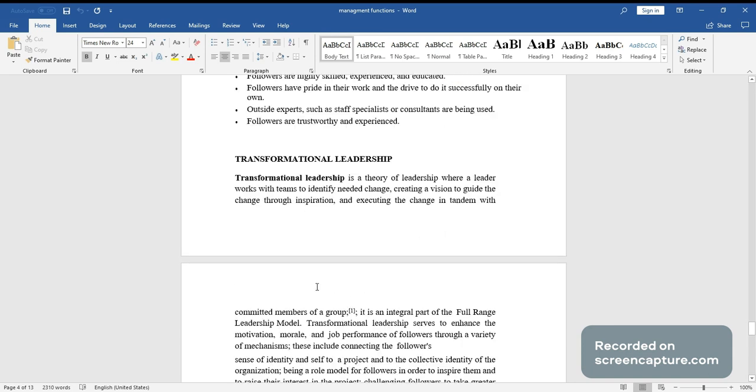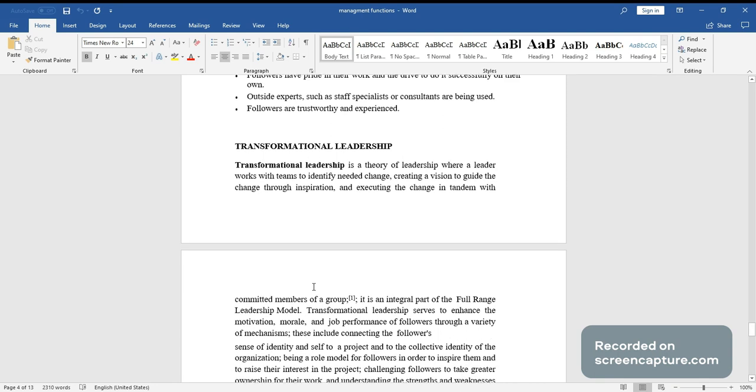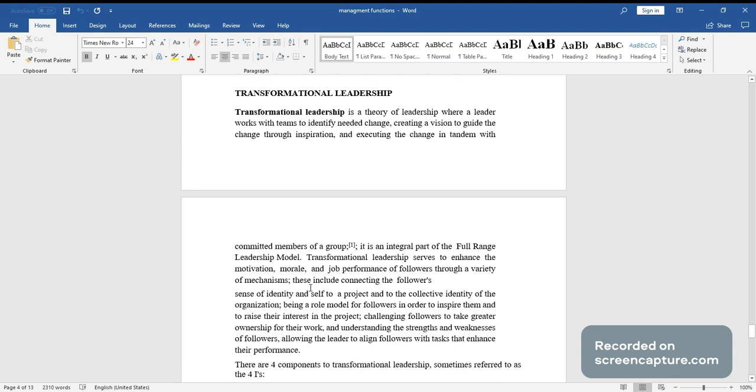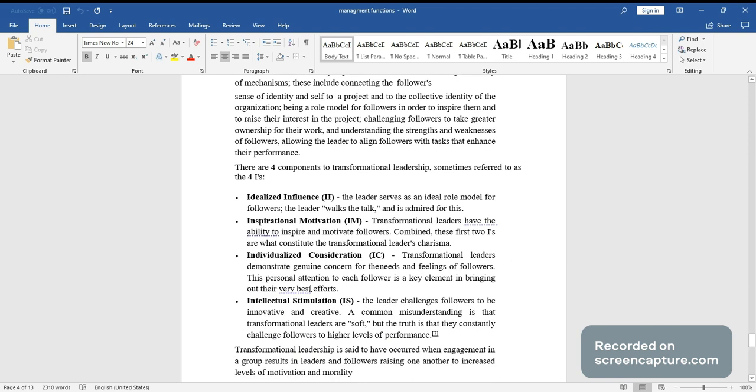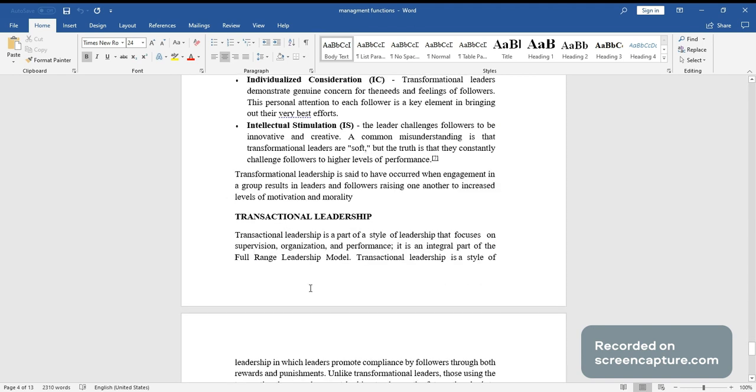Transformational leadership. Transformational leadership is the theory of leadership where a leader works with the team to identify the need for change, creating a vision to guide the change through inspiration, and executing the change in tandem with the committed members of a particular group. The four components of transformational leadership are idealized influence, inspirational motivation, individualized consideration, and intellectual stimulation.